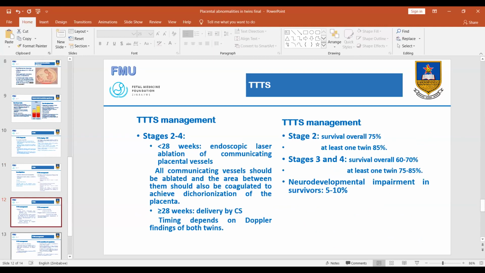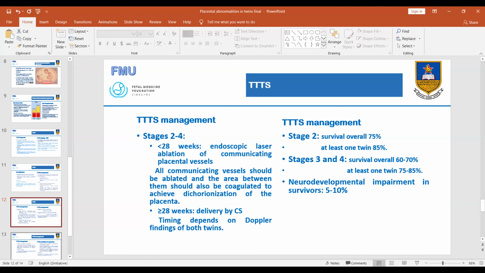If it peaked before 28 weeks, laser ablation of the communicating placental vessels will also help. And if it peaked after 28 weeks, it's better to deliver by cesarean section. And of course, the timing will depend on Doppler findings of both twins, and this will help us to plan the most appropriate timing for delivery by cesarean section.